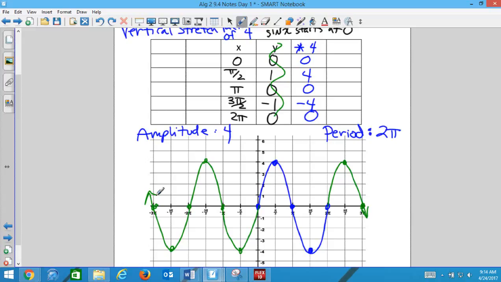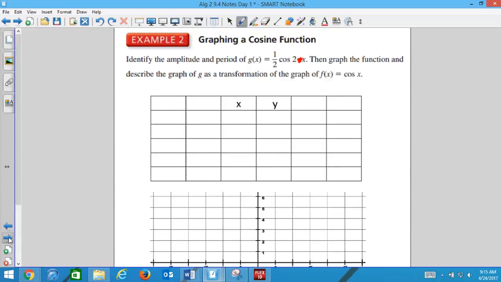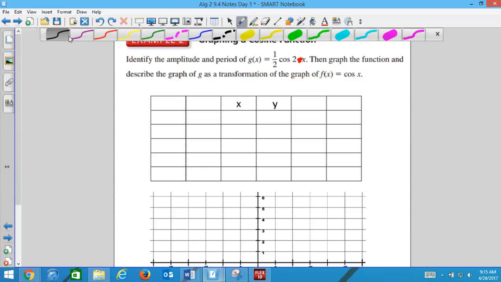Okay, when you got that one and you got all your information down, your amplitude, your period, your vertical stretch by factor of 4, turn the page. And I have changed the equation on the next page, so don't just jump right in. You do not want to do the one that's there. It's awful. I changed it. Okay, so I changed the equation to be 1/2 cosine 2x. I just screwed up the pi.